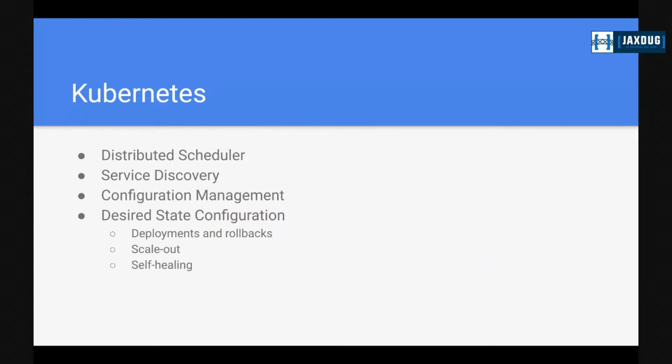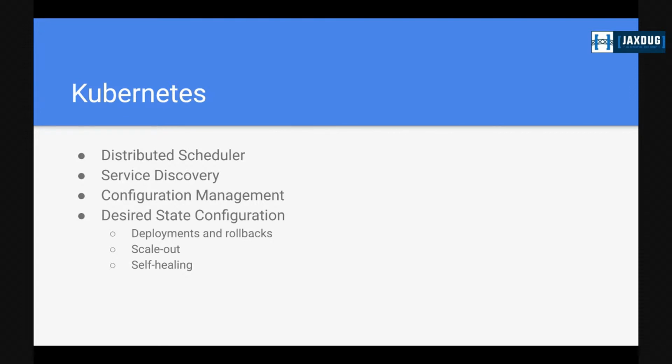So Kubernetes is a distributed scheduler. What that means is we have one or more machines running, and it will determine what runs where, on what machine, and for how long. It provides service discovery. So you can say, I need to talk to service X. It will say, here is service X, go talk to it. And it primarily does that through DNS. It provides configuration management, so you can store all of your application configuration in Kubernetes and then expose it to your applications and then update it through Kubernetes.